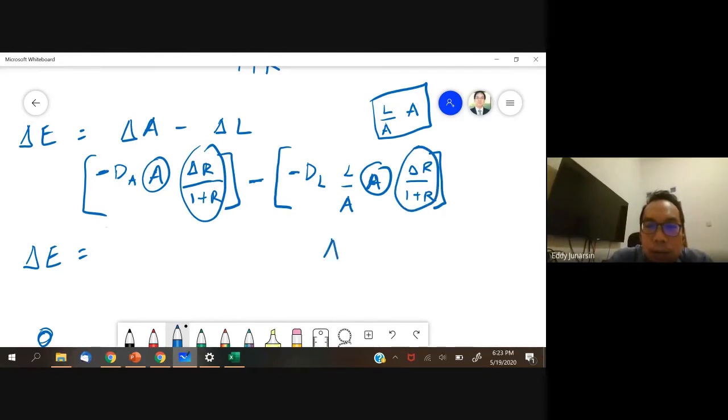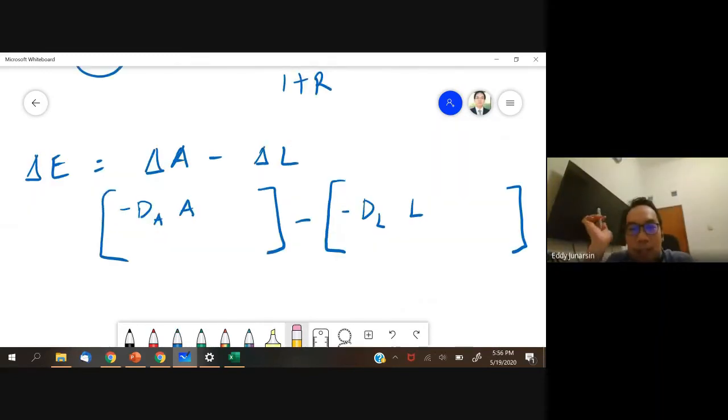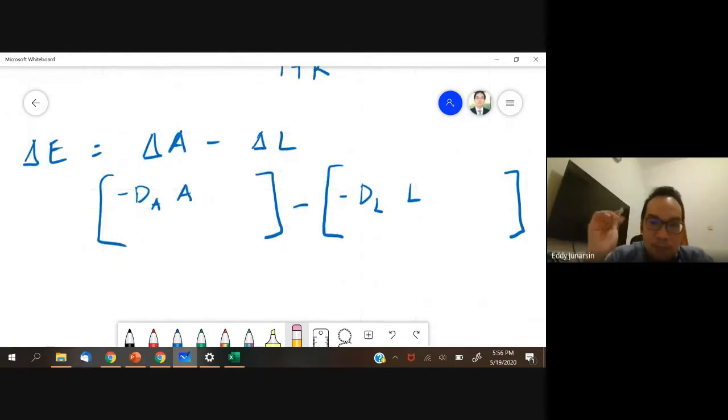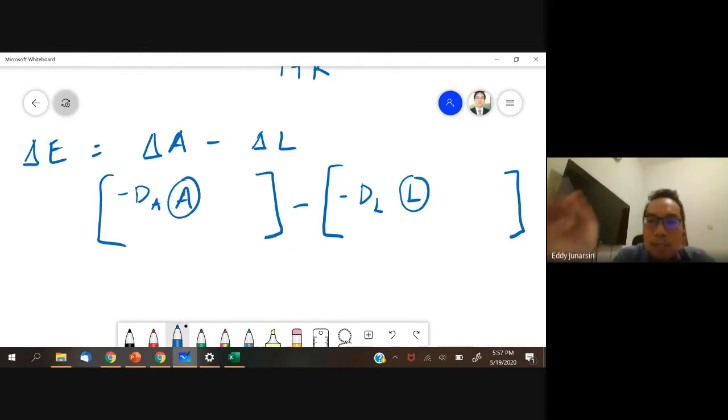I will take them out because they are the same, assuming that the change in interest rate on assets is exactly the same as the change in interest rate on liabilities. If they are not the same, then we have to do it separately, like what we did for the pricing model. Right? So this is assets and this is liabilities.